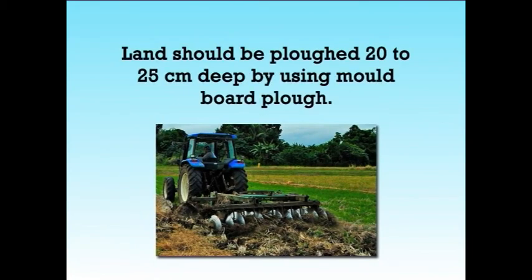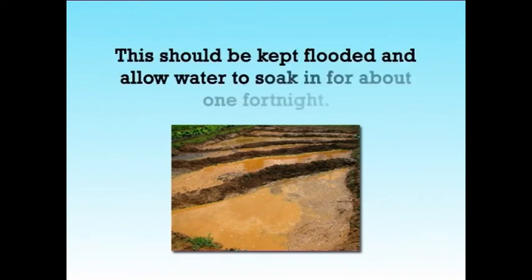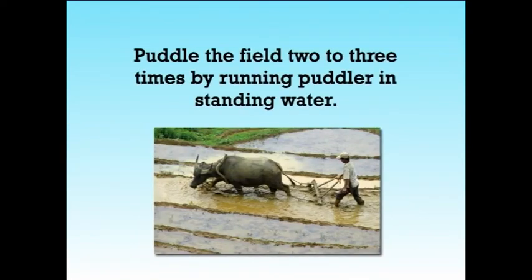Now let's discuss land preparation for the main field. Land should be plowed 20 to 25 cm deep using a moldboard plow. An earthen bund of about 30 cm high should be prepared around the field. This should be kept flooded to allow water to soak in for about a fortnight. Puddle the field 2 to 3 times by running a puddler in standing water.